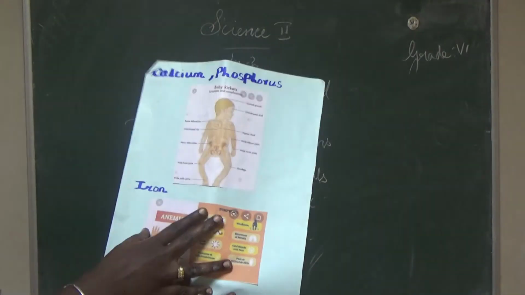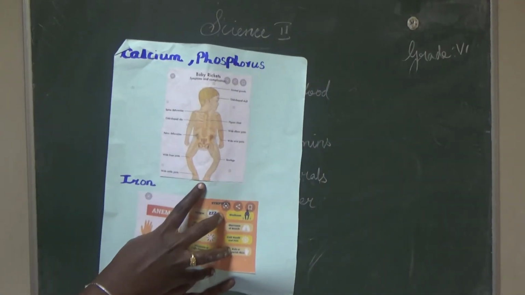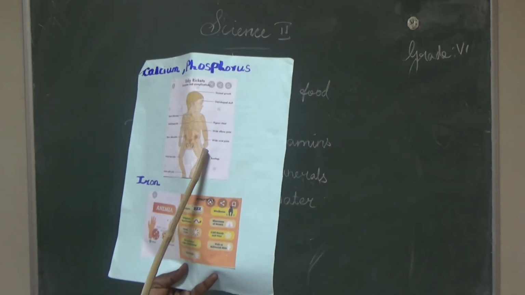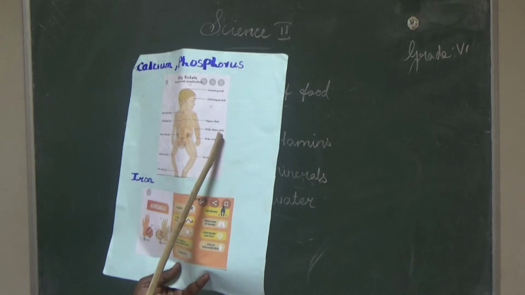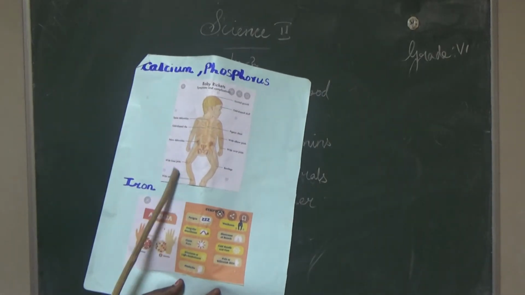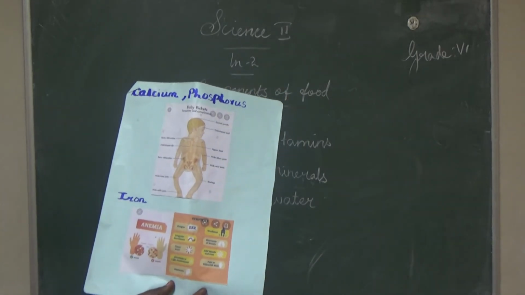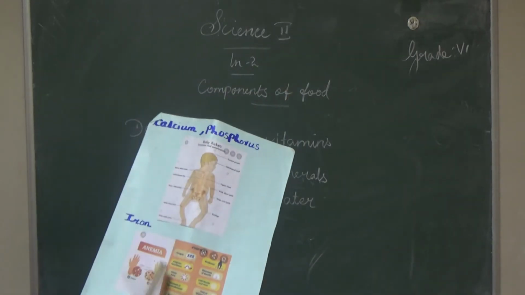What are the symptoms of rickets? Pigeon-like chest, bow legs, wide elbow joints, wide knee joints. These are some of the symptoms of rickets. Then next one, vitamin K.